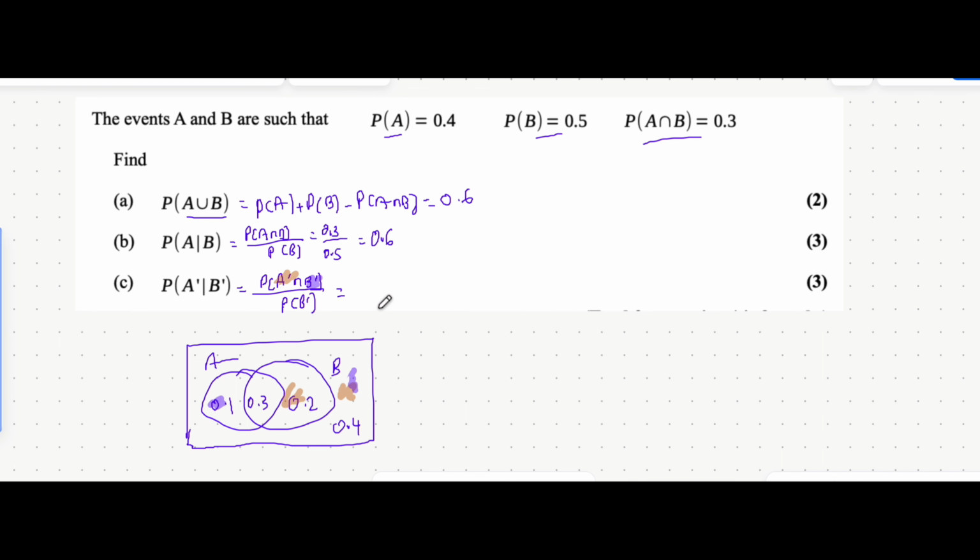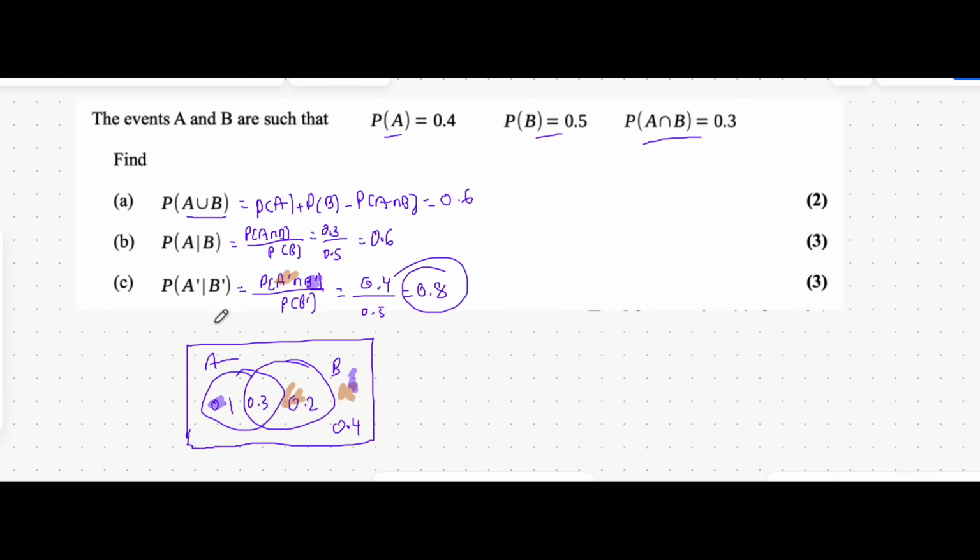So the intersection here is just 0.4, all over the probability of not B, which again, like I mentioned, is everything that's not in the circle of B. So that's 0.1 plus 0.4, so that's 0.5. Now 0.4 divided by 0.5 is 0.8, and that's your final answer to this question.